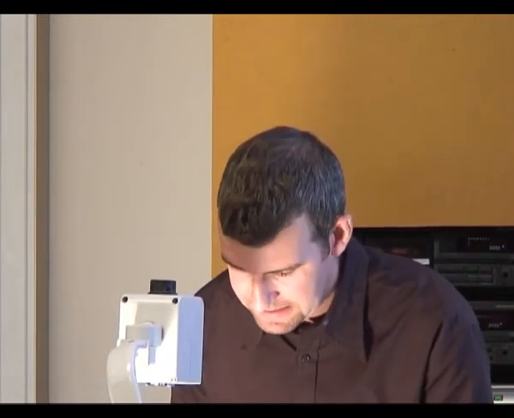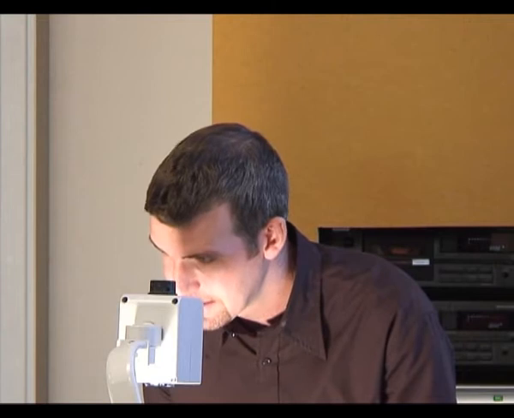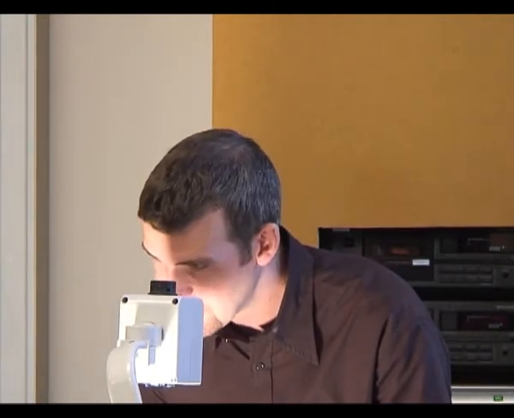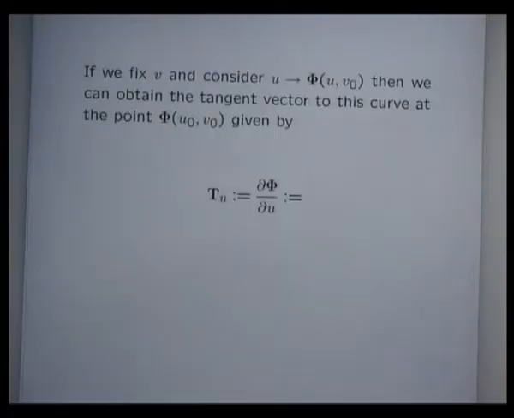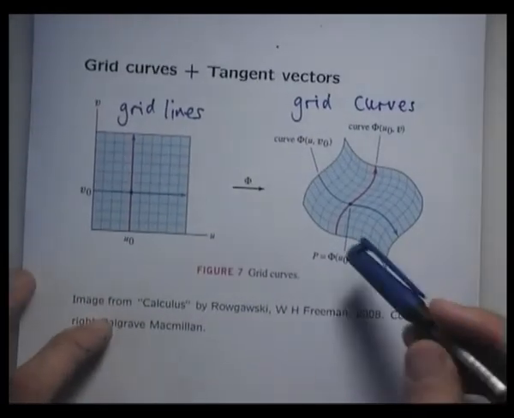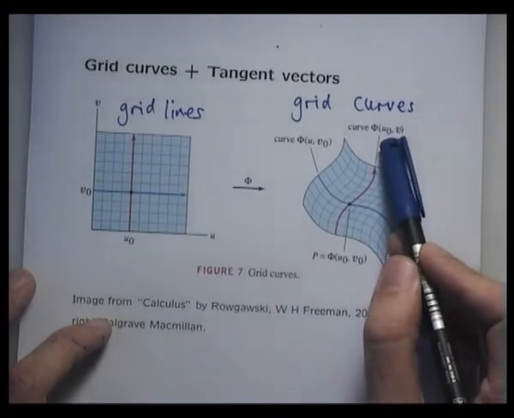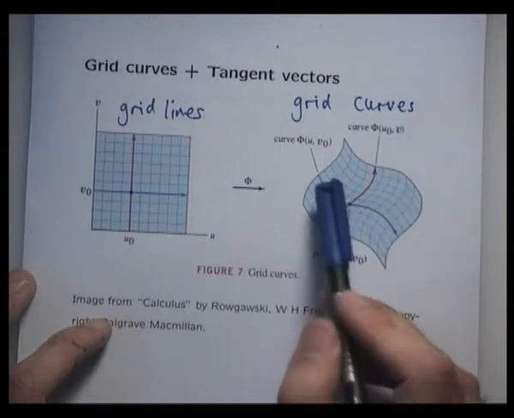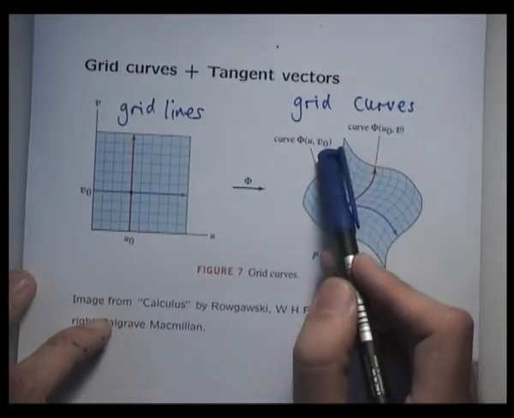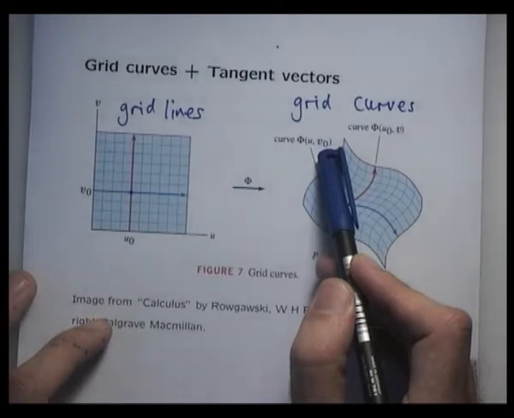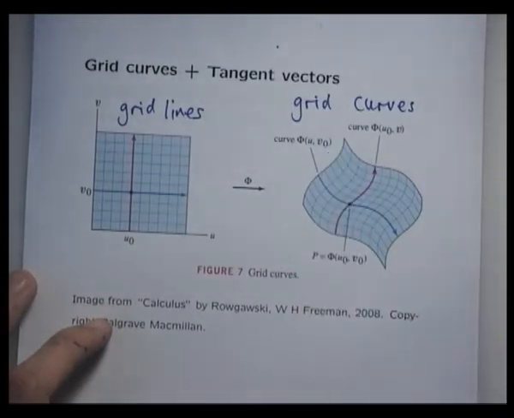Now, let's consider fixing one of the variables in our parameterization. Okay? So along this pink curve, you see that the first variable, the u variable, is fixed. Right? Along this curve, we're fixing the second variable. Okay?